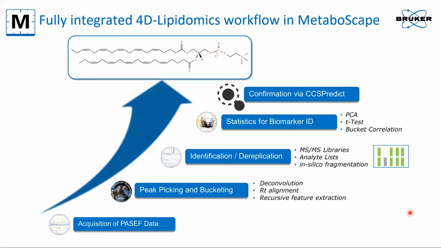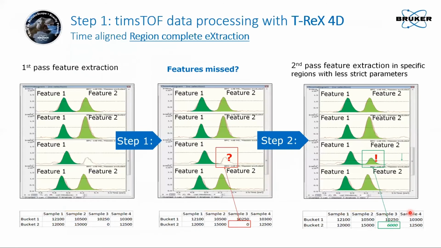So within this workflow, once you've acquired the data, you need to be able to process it and identify these lipids. We do this in our software called Metaboscape. I'm going to briefly run through what the workflow is. After the acquisition of the data, the first thing we need to do is peak pick the data, and this is done using our T-Rex algorithm. In this case, it's T-Rex 4D, because we consider features based on the mass to charge, their intensity, the retention time, and also the CCS value.